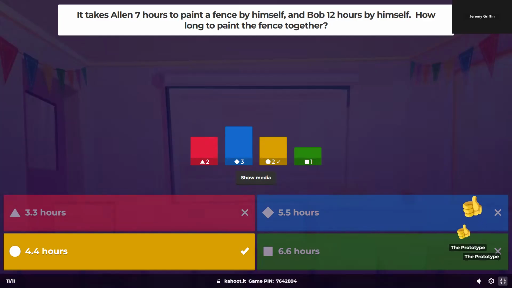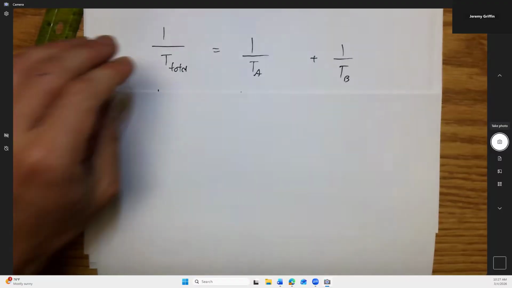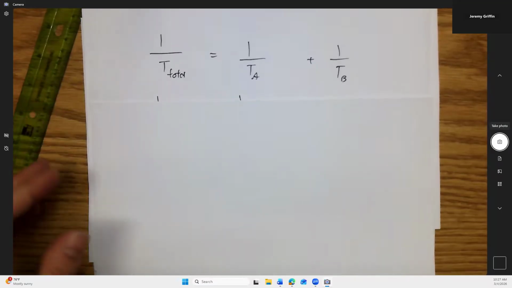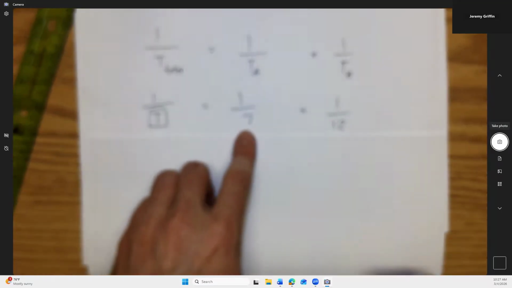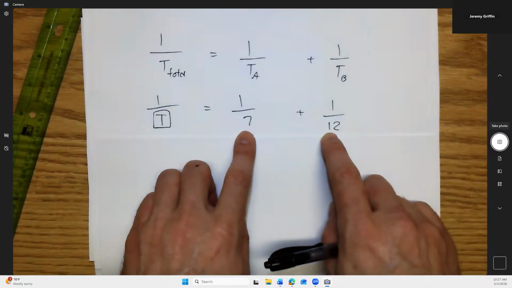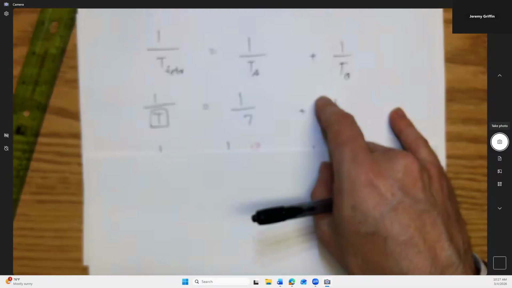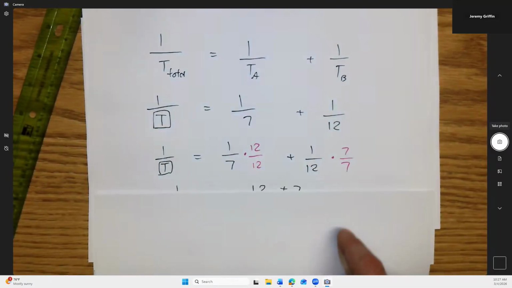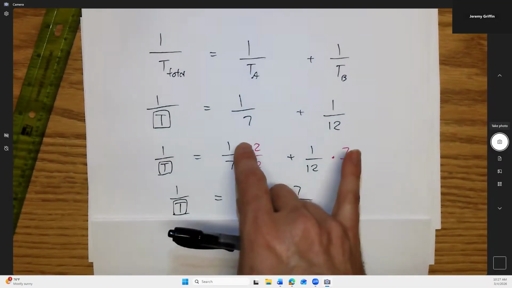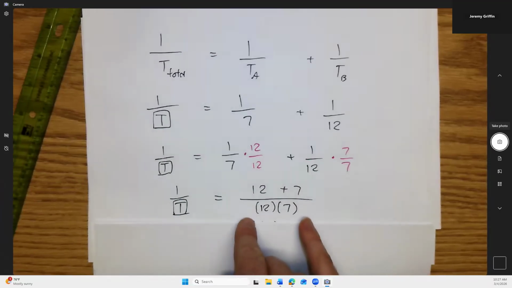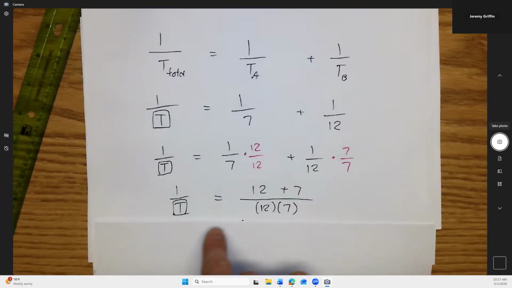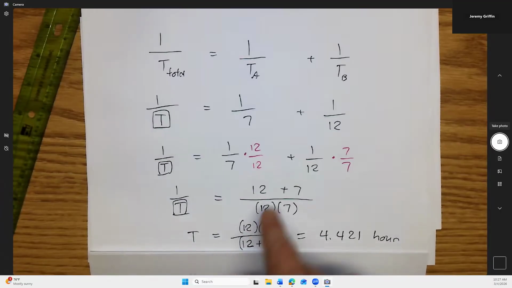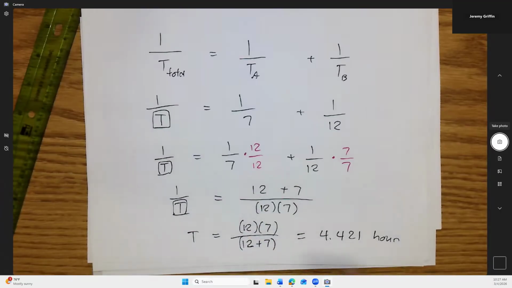I'll set this up here. Okay, so let me give you guys that formula. We did this yesterday. So takes Alan 7 hours by himself, Bob's 12 hours by himself. Let's just set these fractions. The common denominator can be 12 times 7, which is 84. So multiply 12 over 12 here, 7 over 7 here. Now you can add this together. So we got this 12 plus this 7 all over 12 times 7, because now we got common denominator. Now that's 1 over t. So t would be the reciprocal of that, which is the product over the sum. And if you run that in the calculator, you get about 4.4 hours. So that's the answer.